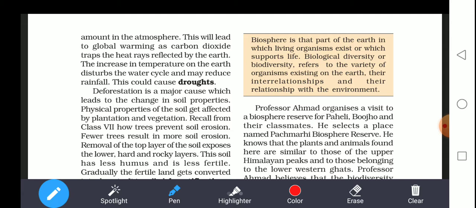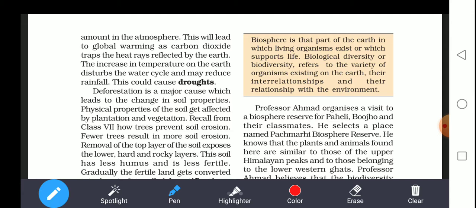In our earth we find the biosphere, the part of earth where living organisms live. We are living organisms. Animals, plants, as well as human beings are included as living organisms. Biological diversity, or biodiversity, refers to the variety of organisms that exist on the earth, their interrelationship and their relationship with the environment. We are directly or indirectly related to nature, to the plants. Due to deforestation, there is a shortage of trees and plants on the earth.